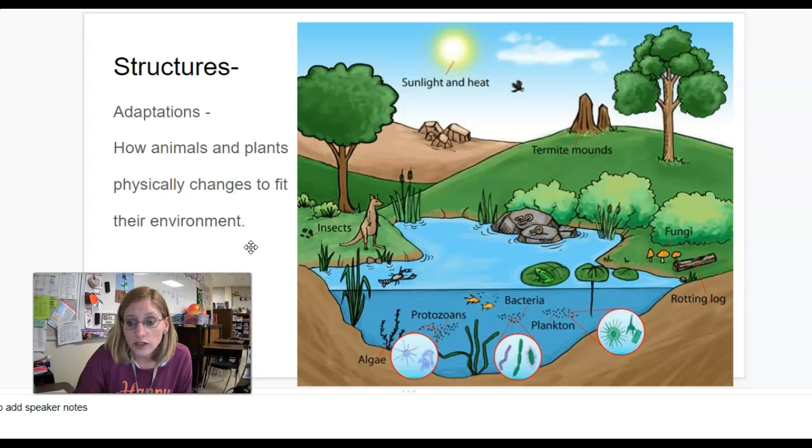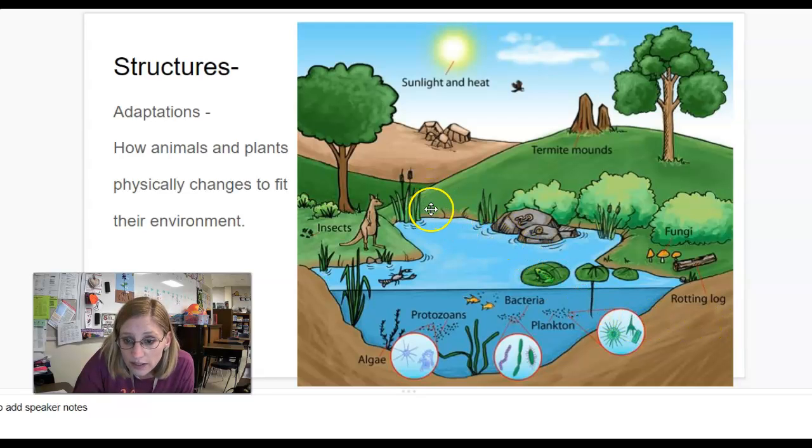So if we look in this picture, we can see that there are a lot of animals interacting in this environment. We see the sun and the heat that are coming down. That's helping the environment, helping those plants grow. So you see plants, you see insects that are in this environment. And this is kind of like a wetland, it looks like, because you have cattails in here, and you have lilies. And look, a fungi in a rotting log.